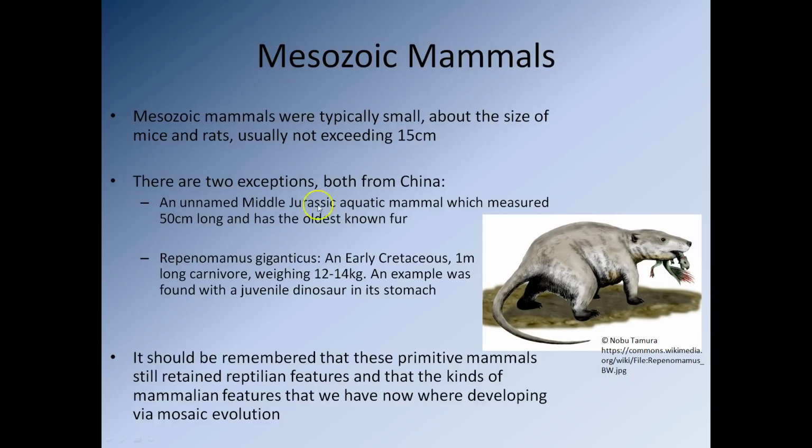So it should be remembered that these very primitive mammals still retain some reptilian features, and the features that we consider definitive for a mammal were still developing during the Mesozoic through the process of mosaic evolution. So don't just think we went from cynodonts straight to modern mammals in one quick step. We didn't. It was a gradual process, and it's all going on through the Mesozoic.